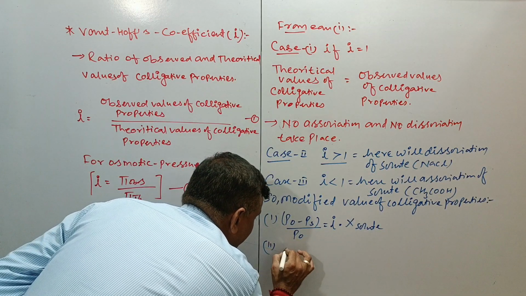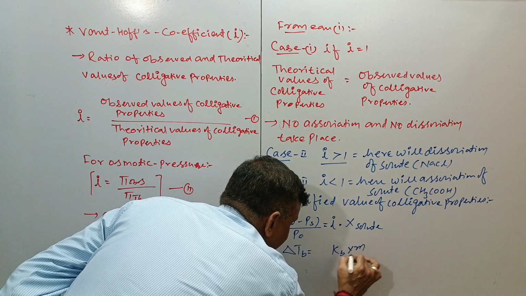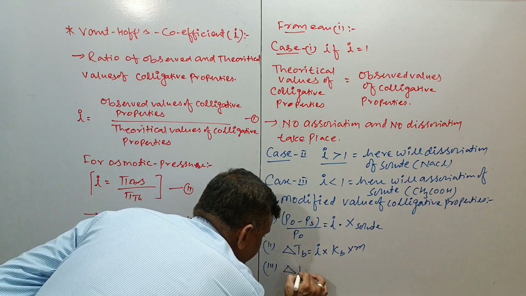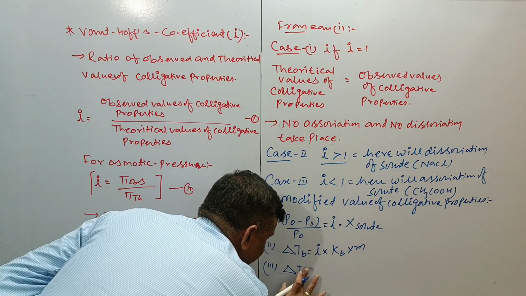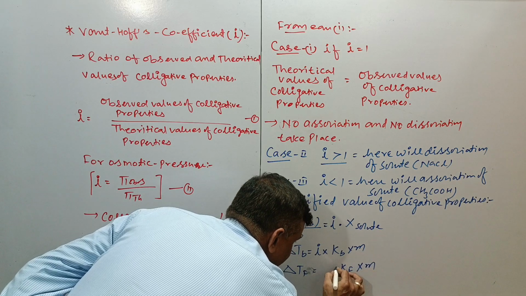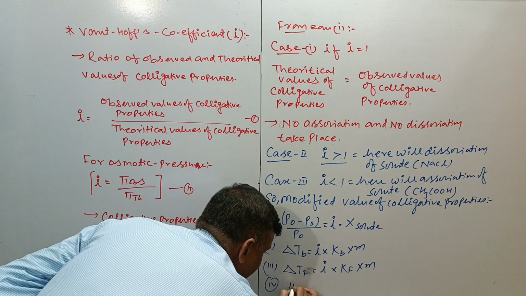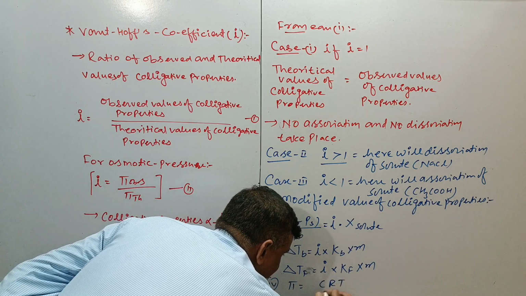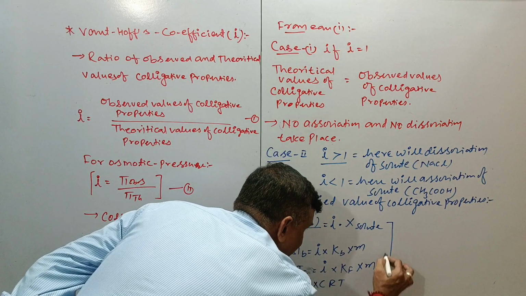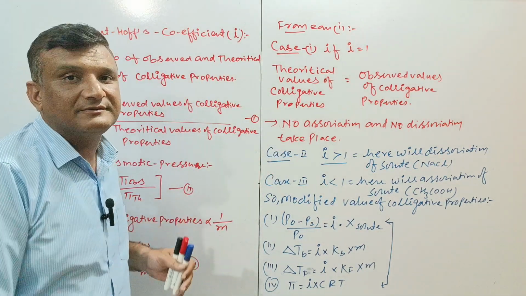सेकेंड इज योर एलिवेशन ऑफ बॉइलिंग पॉइंट डेल TB, दिस इज द KB इंटू स्मॉल m. यहां भी इसको i से मल्टीप्लाई कर दिया. थर्ड इज योर डिप्रेशन ऑफ फ्रीजिंग पॉइंट डेल TF, हियर इज ऑल्सो KF इंटू स्मॉल m. तो इसको भी हमने i से मल्टीप्लाई कर दिया. एंड अनदर फोर्थ वैल्यू इज योर ऑस्मोटिक प्रेशर, pi इज इक्वल टू iCRT. देन इसको भी हमने i से मल्टीप्लाई कर दिया. सो दीज आर द मॉडिफाइड वैल्यूज ऑफ colligative properties. And this was all about your van't Hoff coefficient.